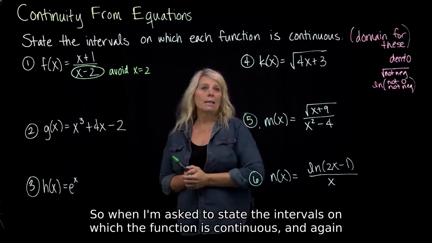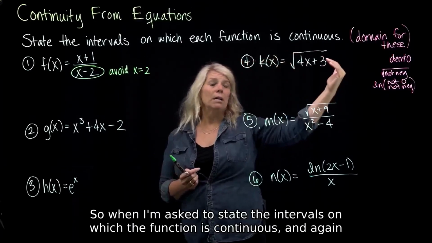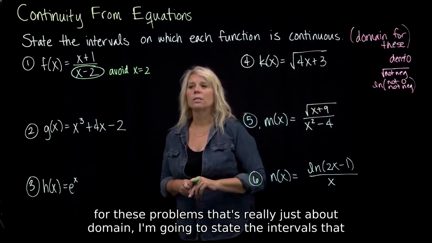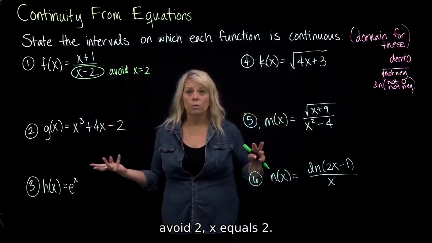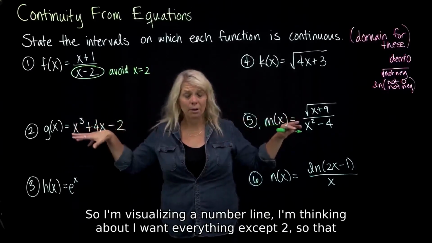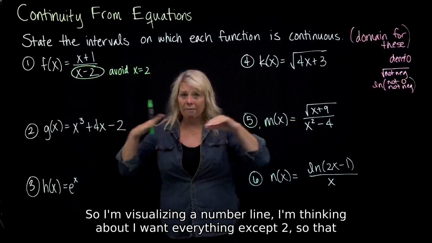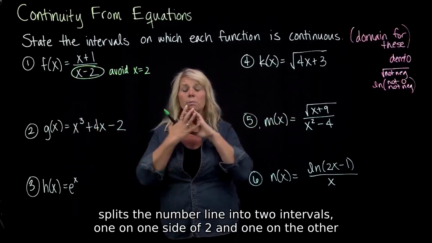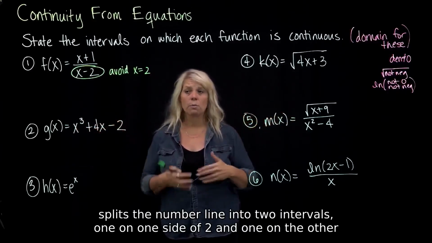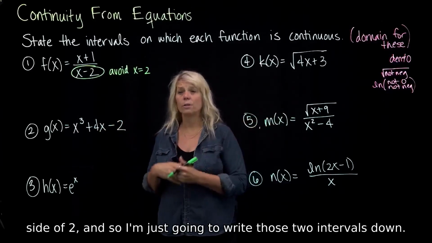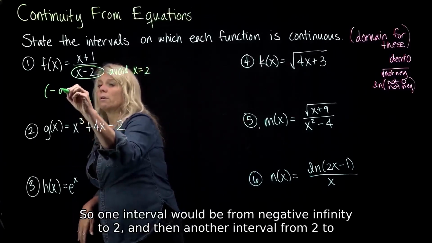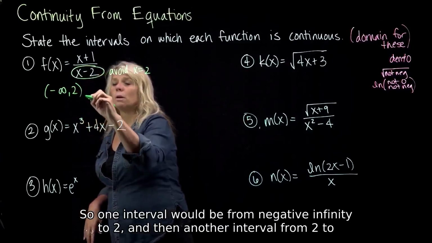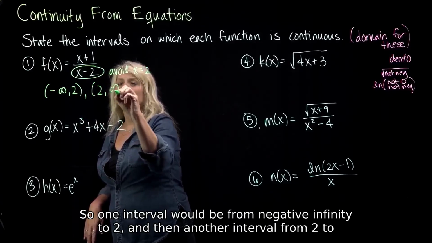So when I'm asked to state the intervals on which the function is continuous, and again, for these problems, that's really just about domain, I'm going to state the intervals that avoid x equals 2. So I'm visualizing a number line. I want everything except 2. So that splits the number line into 2 intervals, one on one side of 2 and one on the other side of 2. And so I'm just going to write those 2 intervals down. So one interval would be from -infinity to 2, and then another interval from 2 to infinity.